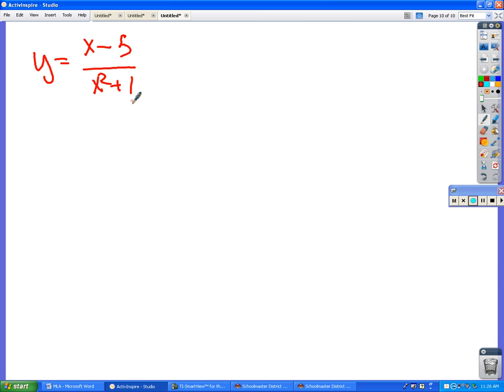Okay, same 3 questions. Okay, here we go. Discontinuities, yes or no? It's like the same as the last one. What number would I plug in for x to make the bottom 0? 1 squared is 1 plus 1 is 2. Negative 1 squared is also 1 plus 1 is 2. 0 squared is 0 plus 1 is 1. Is it a fraction? Nope.